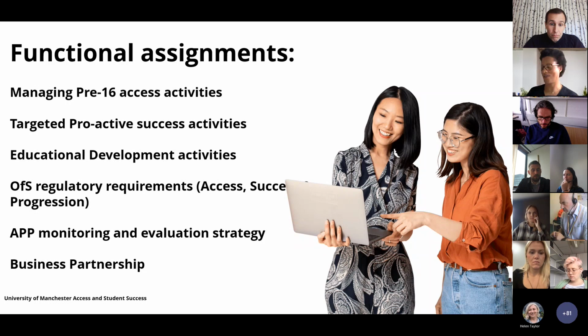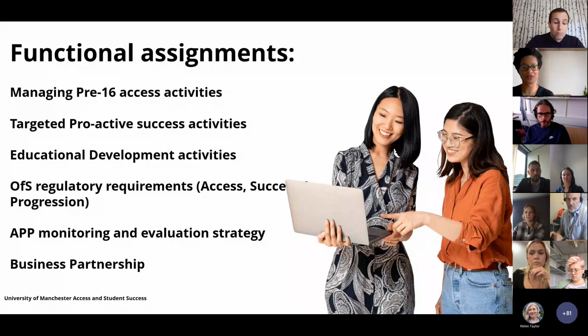The next thing, arguably the most important, is the OFS regulatory requirements. That's really a key part of my role. So as you'll probably be aware, the Office for Students is the regulator. They have very strong powers, and they require us to monitor and put support in place to support access, so getting into university, success, succeeding on course, and then progression, as I mentioned, to postgrad study or graduate level employment.